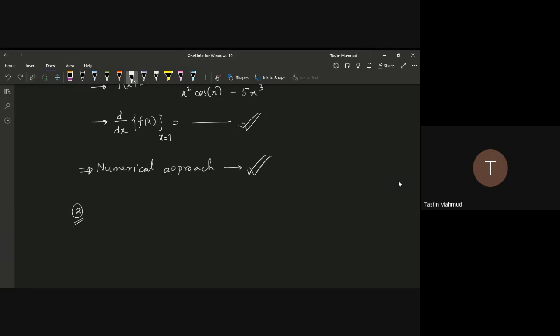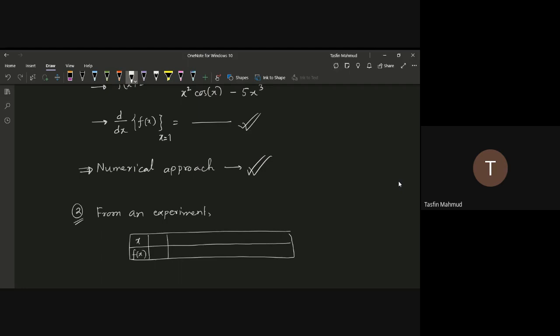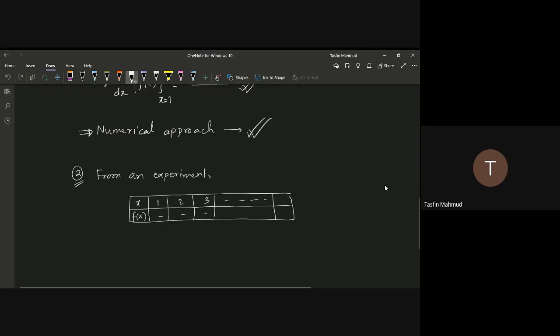let's assume we have performed an experiment and you have got a data table, so that I was mentioning earlier. So you have got a data table for x and the corresponding function value. For certain values of x, you have calculated the function value. Okay. So if in any case you have to determine the derivative at any certain point, then what you are going to do? We don't know the expression of the function, right? As we have performed experiment, the function is not known to us.